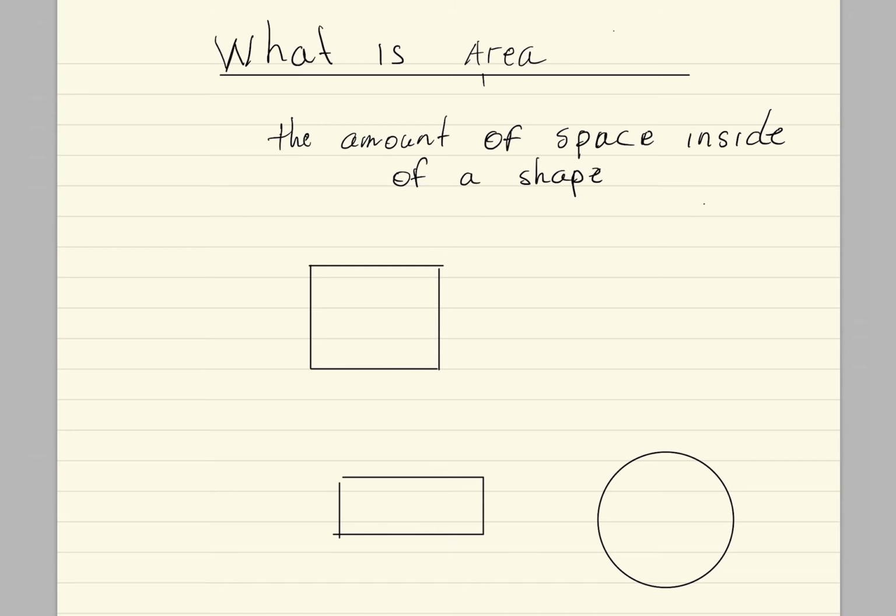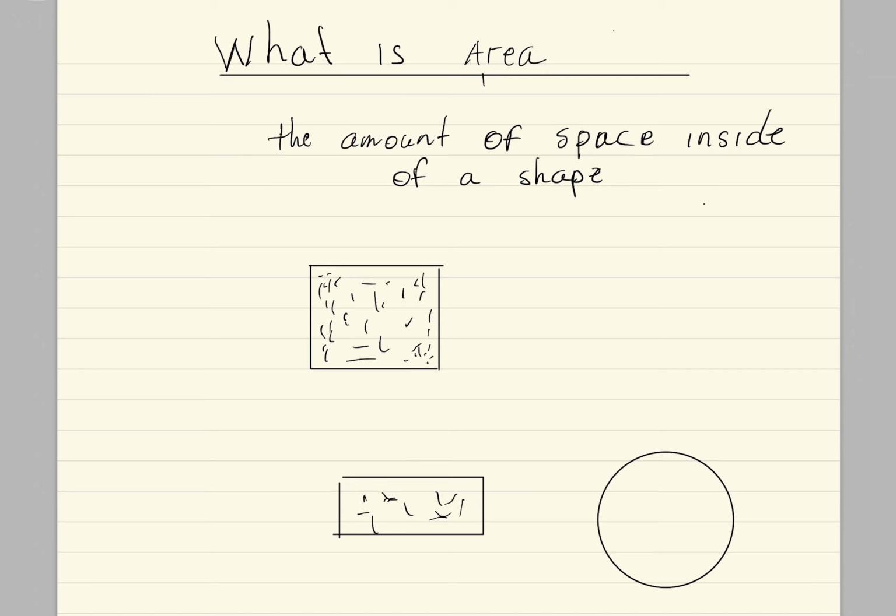So we just learned what perimeter is, which is the amount of distance on the outside of a shape. Now we want to know how much space is inside of an object. How can we measure that? One way of doing that is by calculating the area.